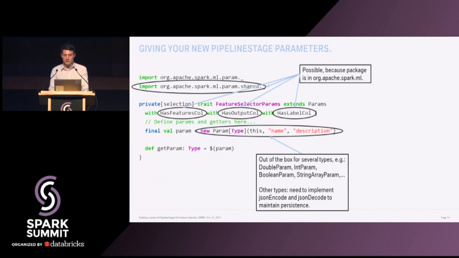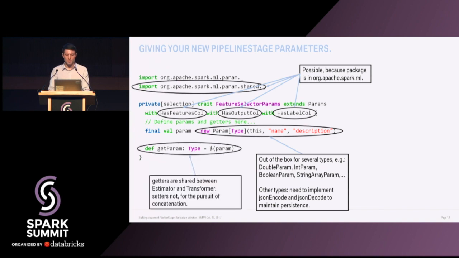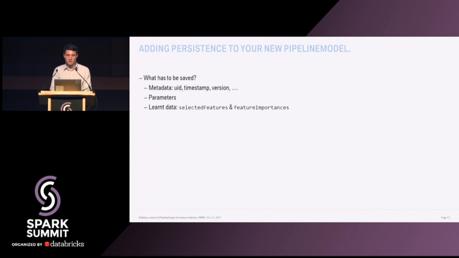So then, as I said, the getters can be shared between the estimator and the transformers, so we can put them here. So I talked a little bit about persistence already. So what do we actually want to persist? We want to persist the metadata of this pipeline stage, which are, for example, the UID, the timestamp when it was created, and so on. Then we want to persist all the parameters, and we want to persist the data that is learned. Here, those are the selected features and the feature importances.